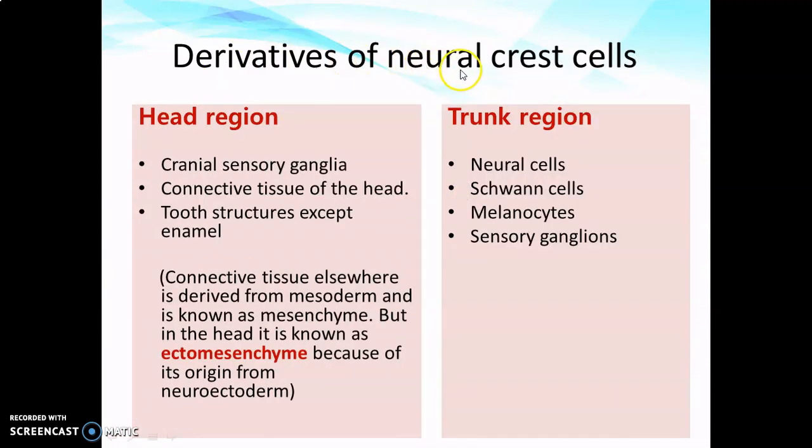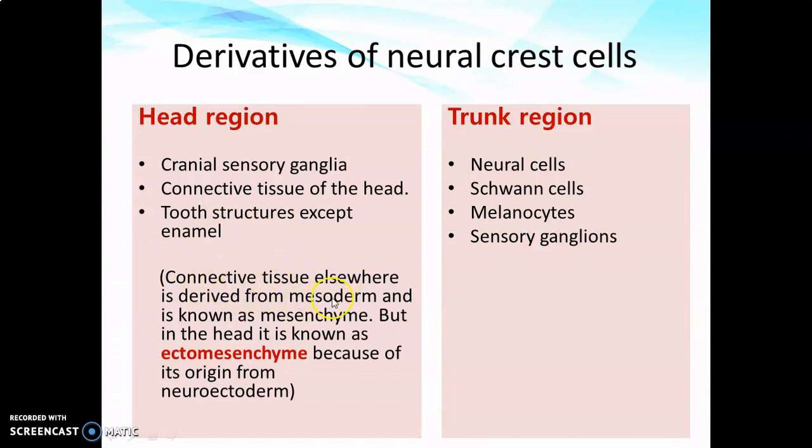And these are the various derivatives of neural crest cells in the head region. They form cranial sensory ganglia, connective tissue of head and all the structures of tooth except enamel. All the connective tissue of head and neck is formed from neural crest cell except enamel of the tooth. So in the whole head and neck region, the only structure which is not a derivative of neural crest cell will be enamel. Tooth enamel is formed purely from ectoderm germ layer.